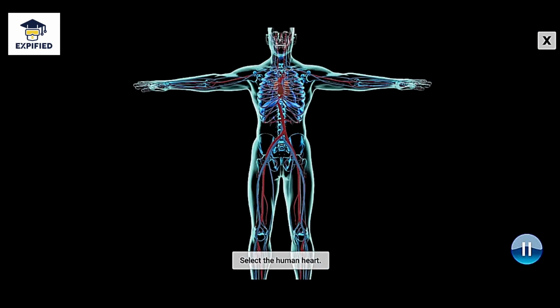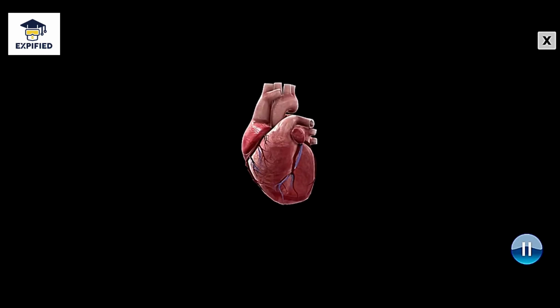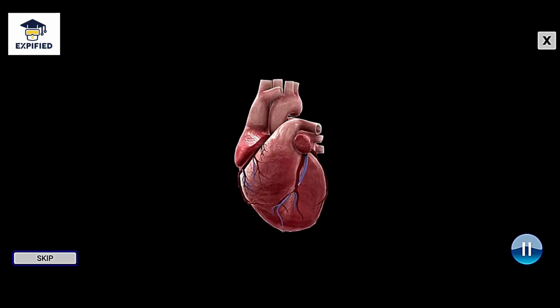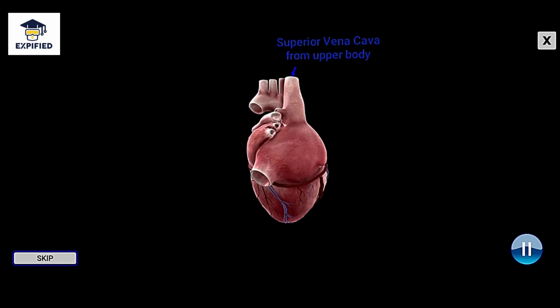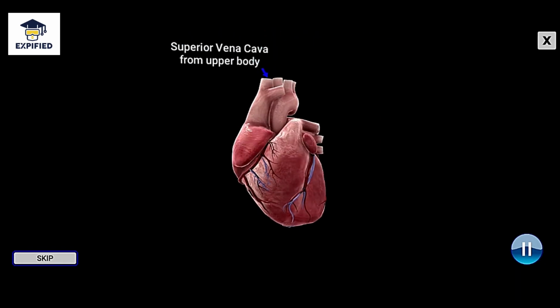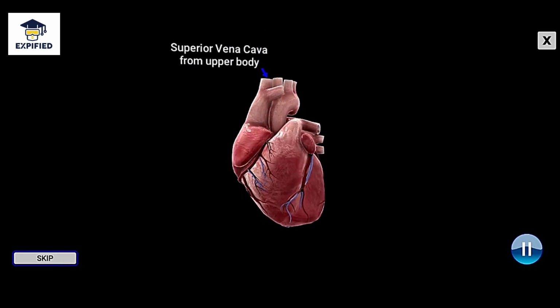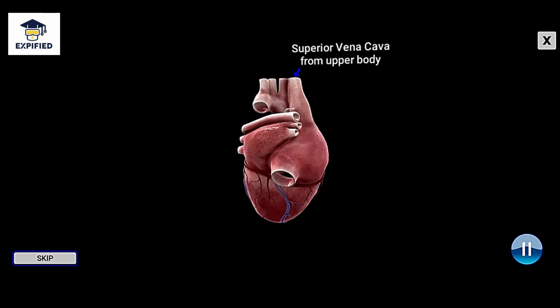Select the human heart. Let us understand the outer structure of the heart. So, all the deoxygenated blood from the upper body comes through the superior vena cava. Remember, the position at the top separates from these three. You can rotate and check them too.